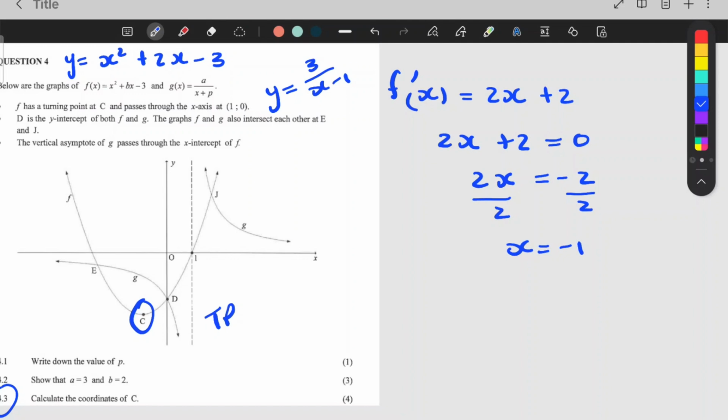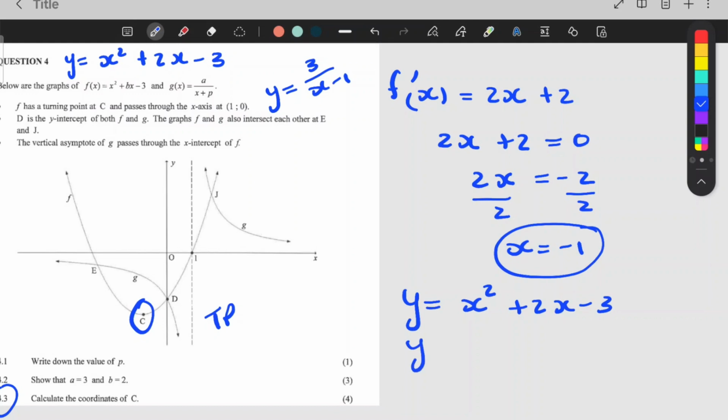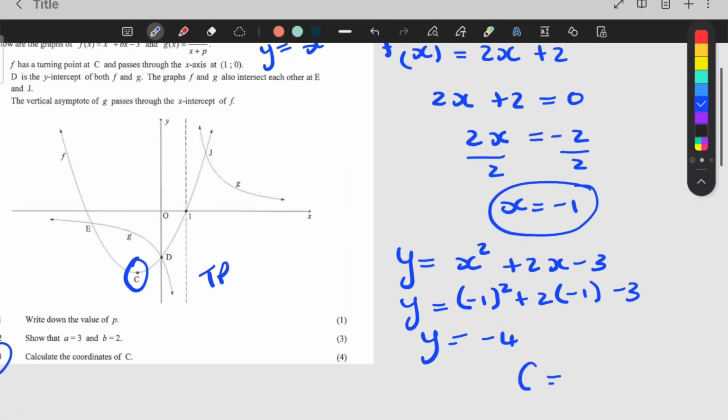And then to get the y value, I'm going to sub this into the original. So y is equal to, this was the original parabola, and then I just make the x negative 1. Using the calculator, I get this answer to be negative 4. So C is (negative 1, negative 4).